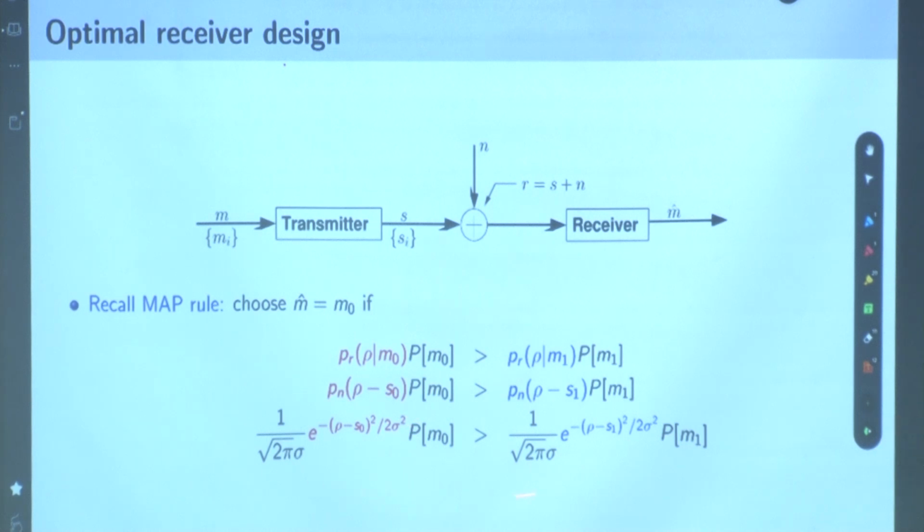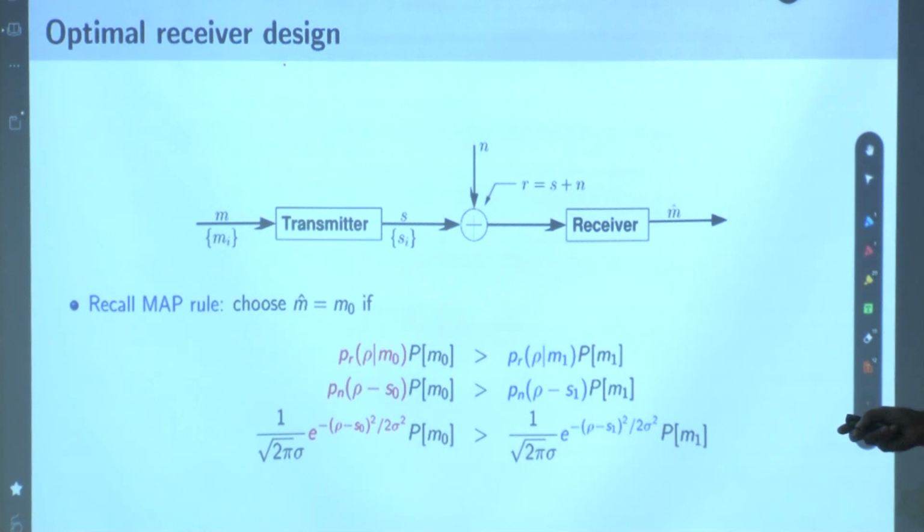Now in the next class, I am going to simplify this for you and show you how this rule reduces to the nearest distance rule. Then we will build on top of that. We can spend some time to understand how this framework leads us to calculating the soft values of the transmitted bits. With that, it will close the discussion on the demodulator design.